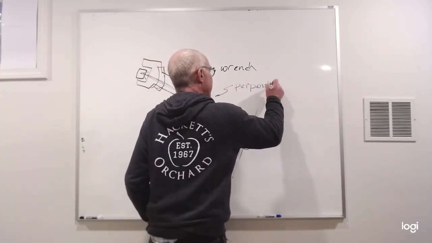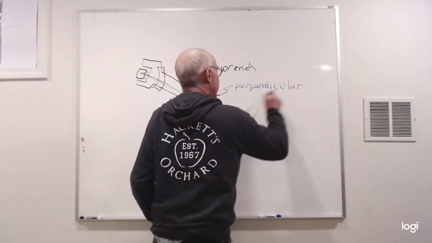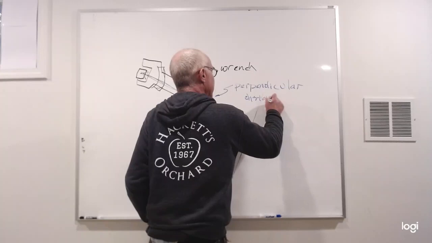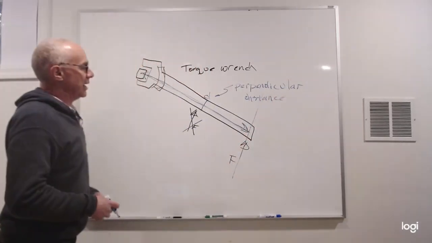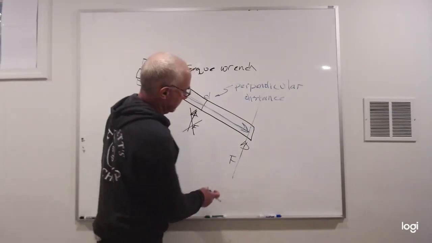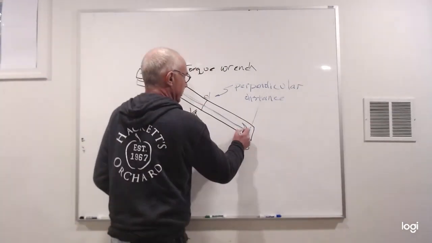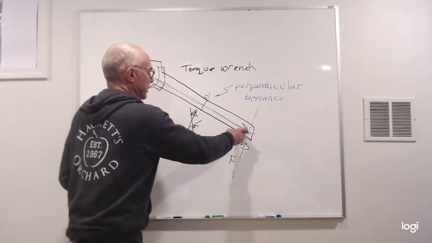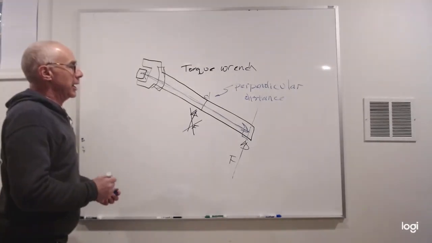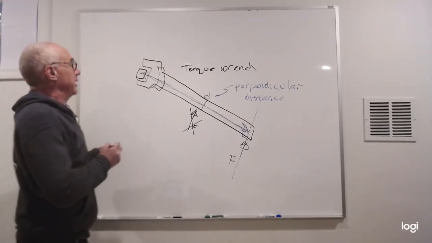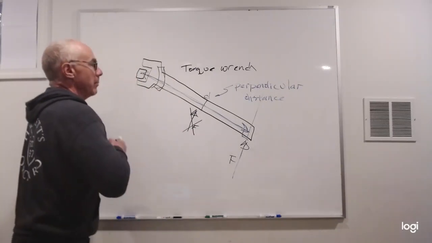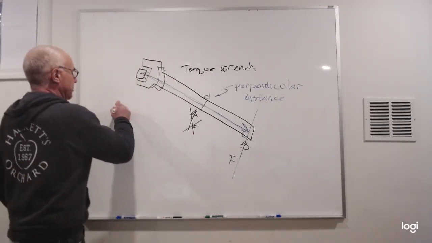This is a source of constant confusion to people, and I'll show you why. In this case, it's kind of obvious, because here you have your wrench, and obviously we're applying a force. Hopefully this is almost perpendicular. The force is perpendicular to the shaft of the wrench, and it's kind of obvious what that perpendicular distance is.